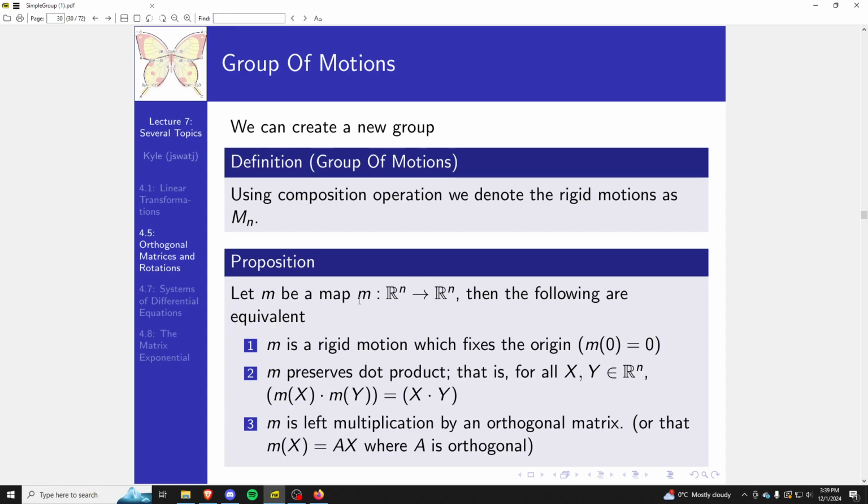And so we follow up with a proposition, which is that if we have a map M from R^n to R^n, then the following are equivalent. That M is a rigid motion that fixes the origin, or that M of 0 is 0. M preserves dot product, so kind of similar to what we said before with the orthogonal matrix. And that M is left multiplication by an orthogonal matrix. That M of x is actually equal to Ax, where A is orthogonal.